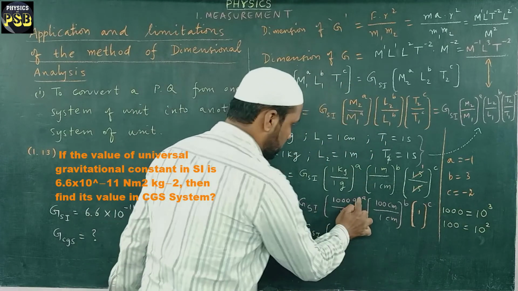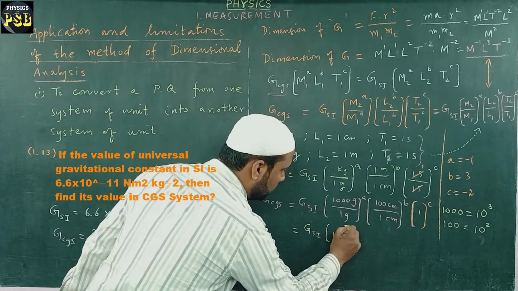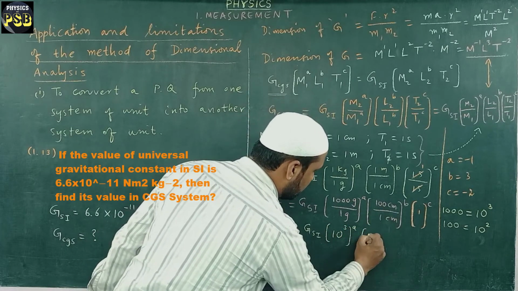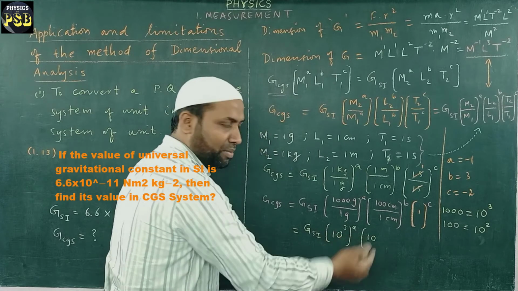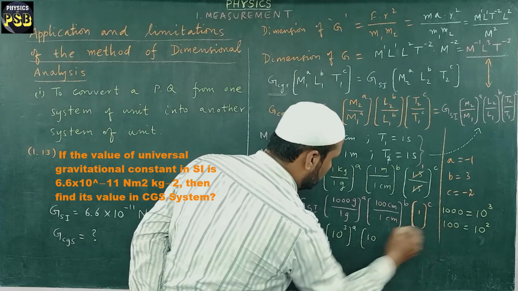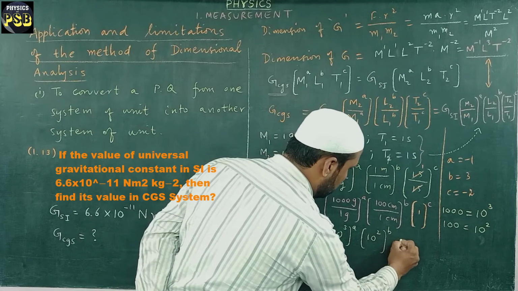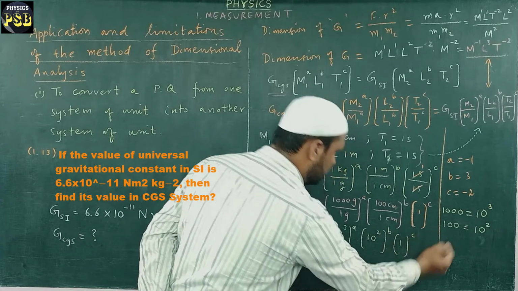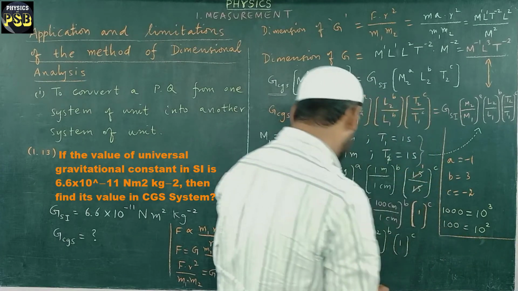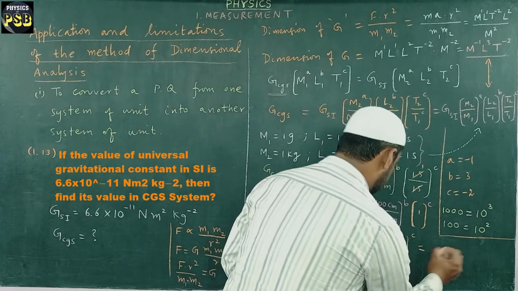Got it? So here gram and gram get cancelled. We get 10 power 3, all raised to power A. And here 100 is written as 10 power 2, since anything divided by 1 remains the same. Centimeter gets cancelled here, power B, and here 1 power C. Now I will mention the value of A, B and C here. What I get is this.